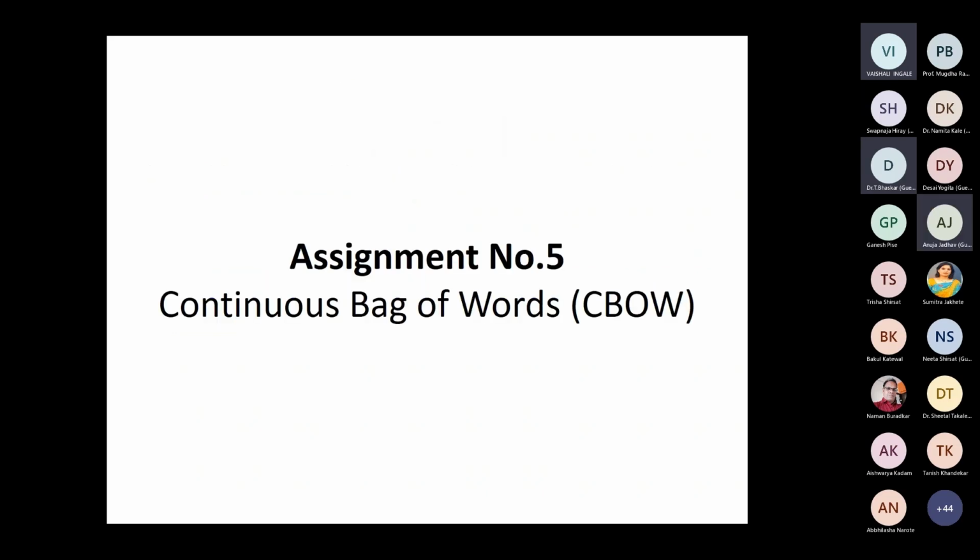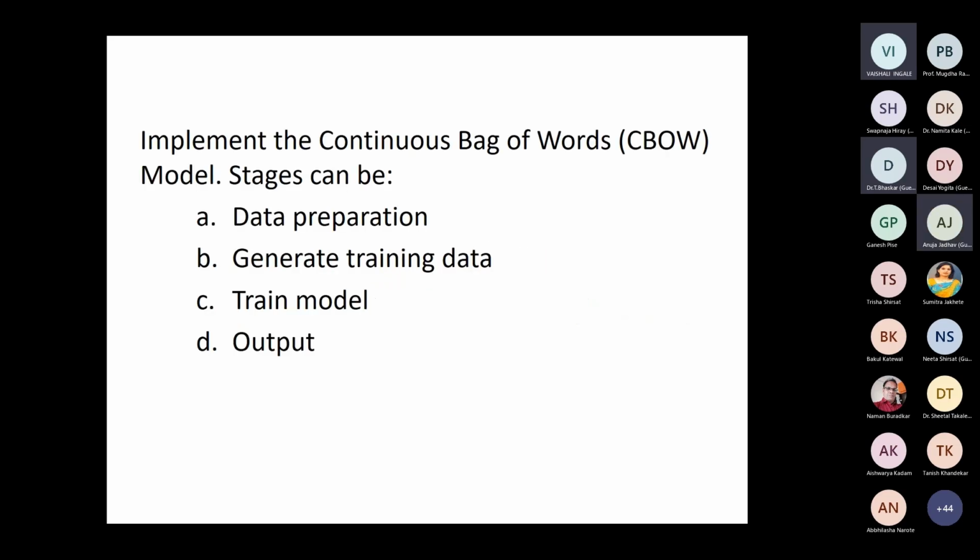Now the next assignment is assignment number 5, and that is continuous bag of words. Compared to assignment number 4, this assignment is very simple, and most students will like it. According to the problem statement in the syllabus, we implement the continuous bag of words model, and the stages are data preparation, generating the training data, training a model, and the output. Students should theoretically know what the single word model and the multi-word model are, and be able to differentiate between these two models.